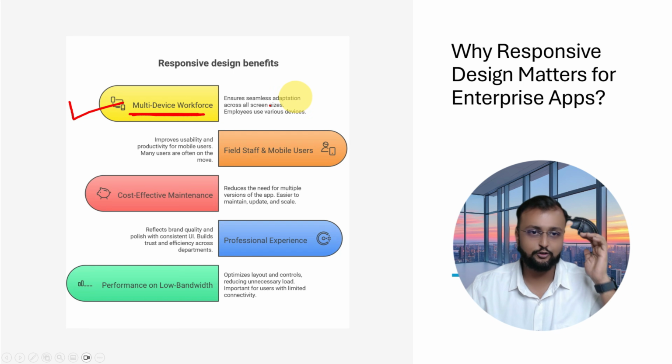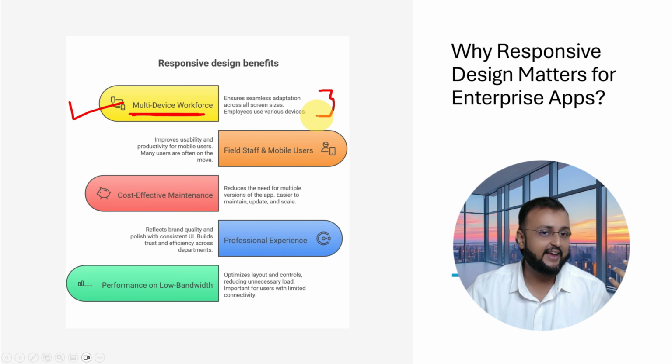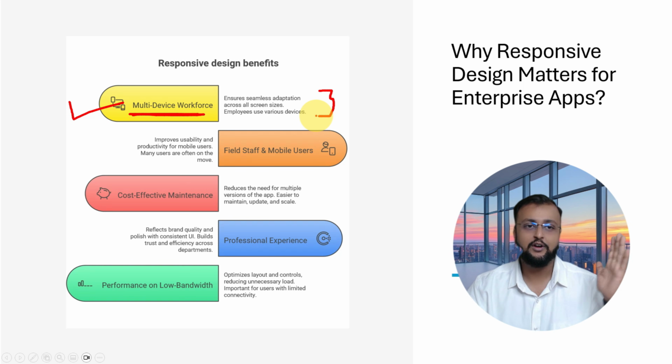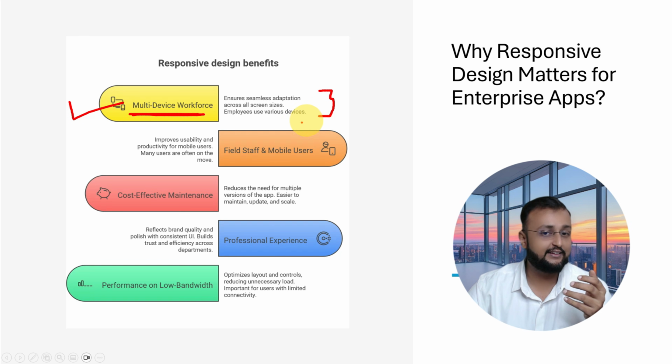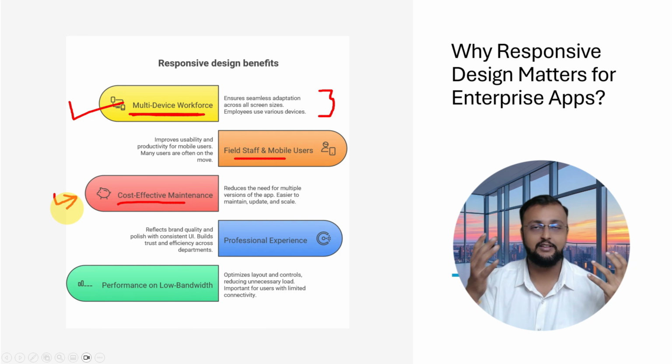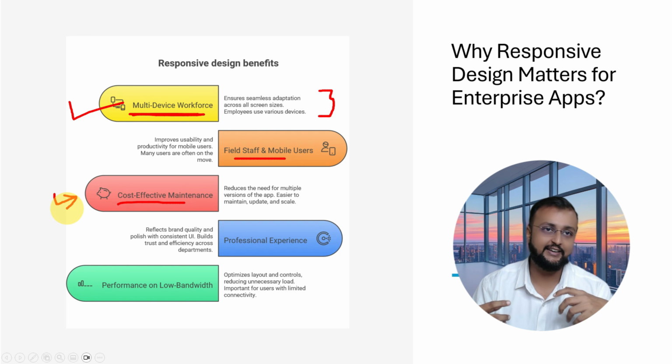So basically it supports multiple screen sizes, and employees can use whatever device they have; according to that, it should shrink the size, and that is why they are asking for it. Sometimes, as I said, they have field staff and mobile users, and they need a responsive application. Sometimes they require cost-effective maintenance, because, as I said, you don't need to build multiple applications for the same functionality, for mobile, tablet, and desktop. It's just one application, and maintenance becomes easy.